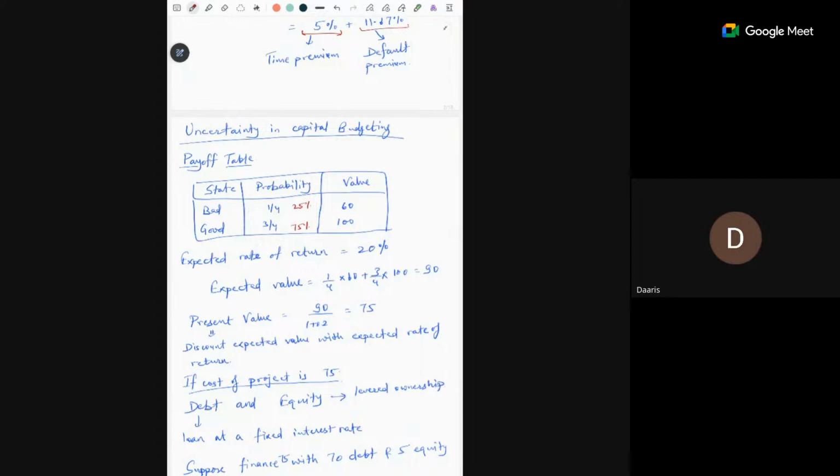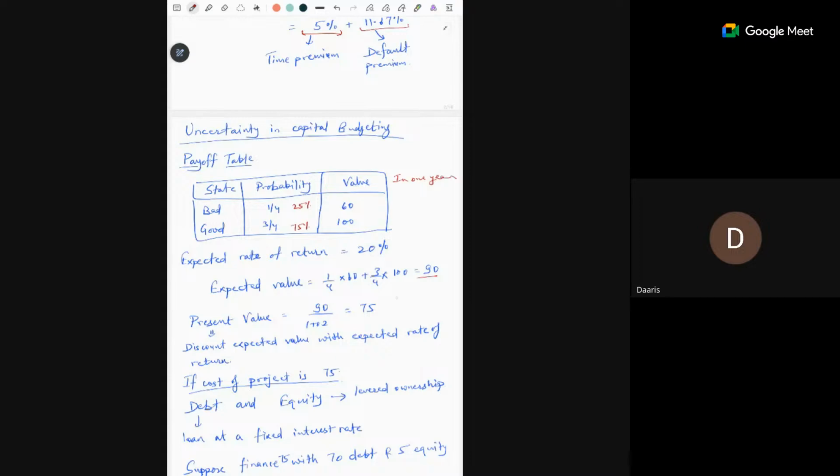If the bad state happens, then the final payoff is 60. It may be 60 lakh, 60,000, 60 crore, anything; I am just giving you the simplest numbers. If the good state happens, the final value will be 100. And the expected rate of return is 20%. Given this situation, we can calculate the expected value. There are two possible states, so the expected value turns out to be 90, in 1 year. And this is the expected rate of return.